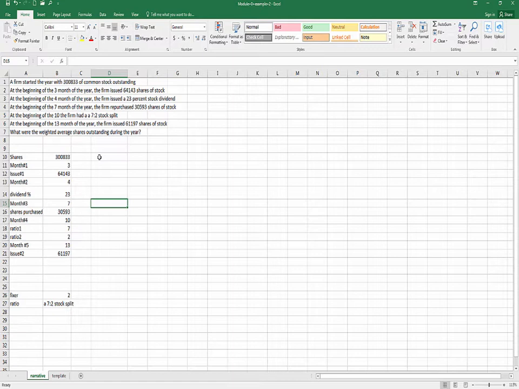At the beginning of the 13th month of the year, oh, that won't work. Sorry, we're going to have to go ahead and change that to, let's say 11. Sorry about that. At the beginning of November, the firm issued 61,197 shares of stock. What were the weighted average shares outstanding over the course of the year?